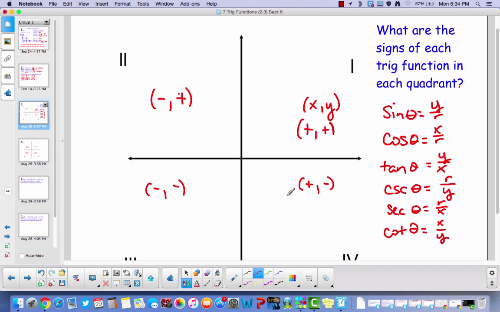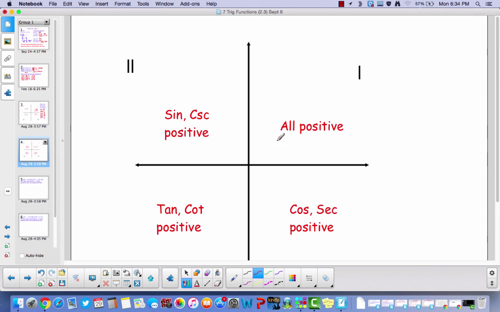Okay, let's compare your answers. Did you get that everything is positive here? Radius is always positive, so if x is positive and y is positive, the only thing that can be is all positive. In the second quadrant, sine and cosecant are positive because y is the only thing that's positive.